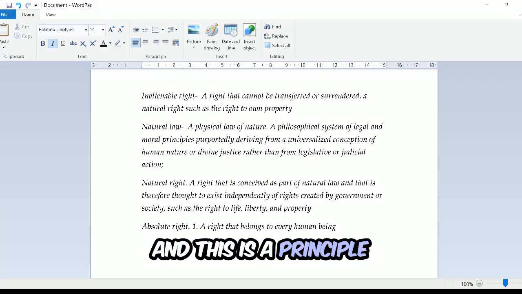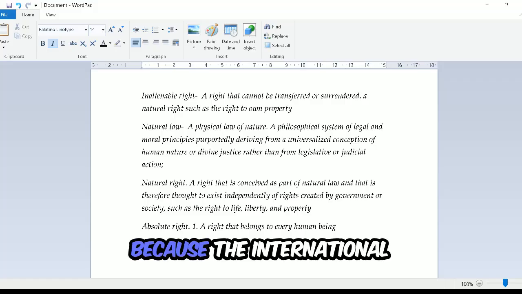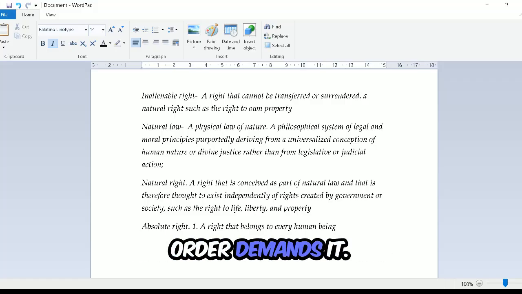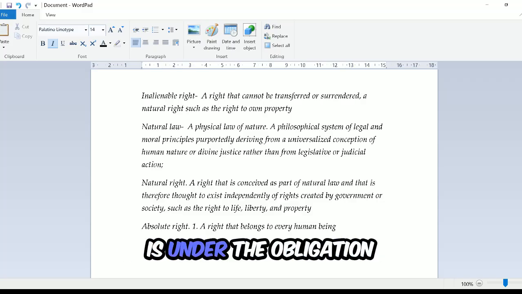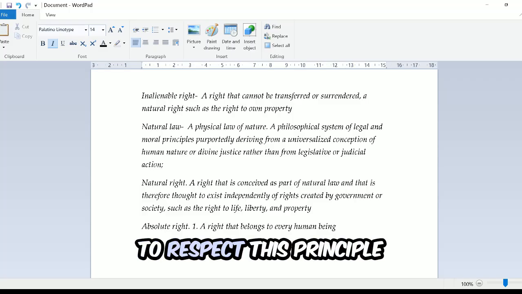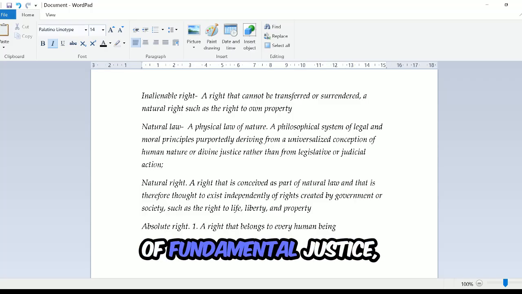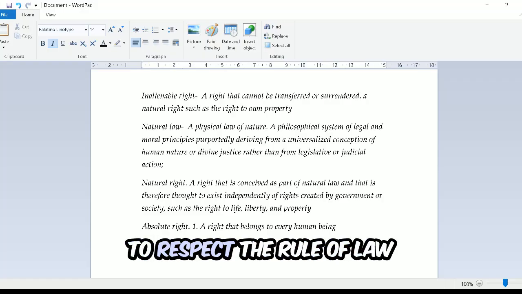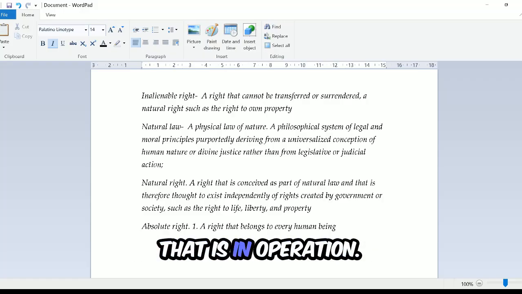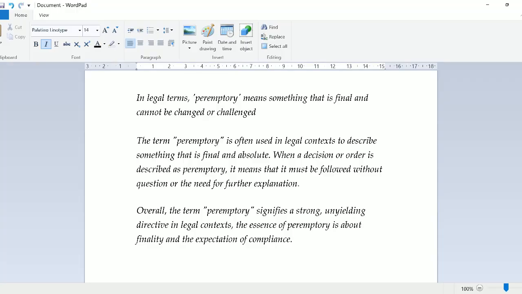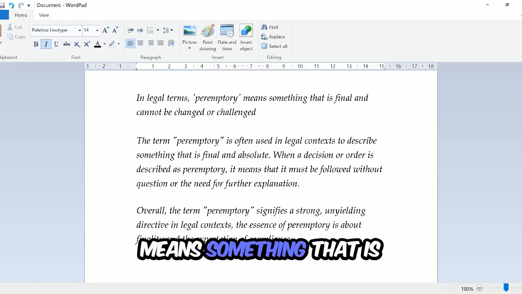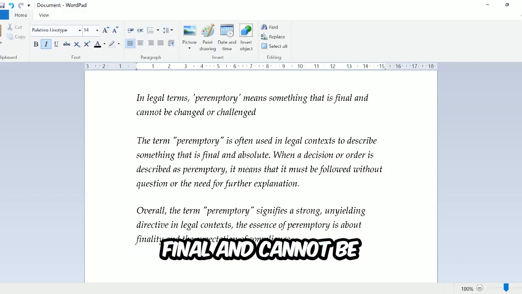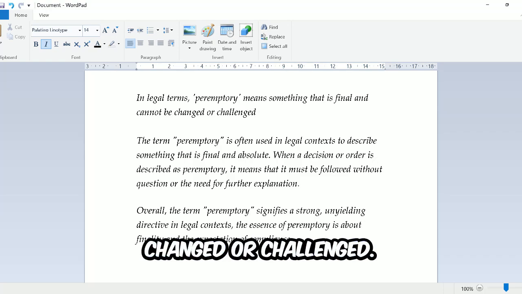And this is a principle of our society because the international order demands it. And Canada, as a signatory, is under the obligation to respect this principle of fundamental justice, to respect the rule of law that is in operation. In legal terms, peremptory means something that is final and cannot be changed or challenged.